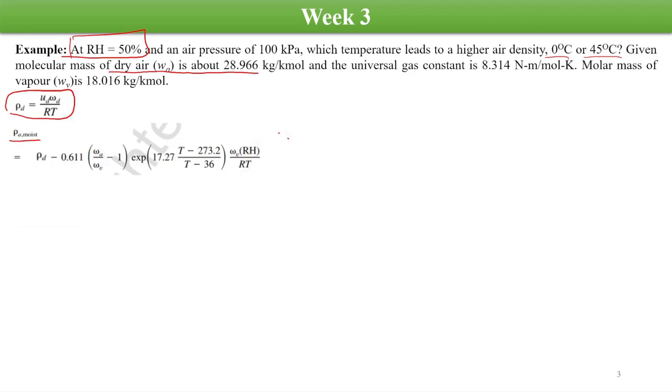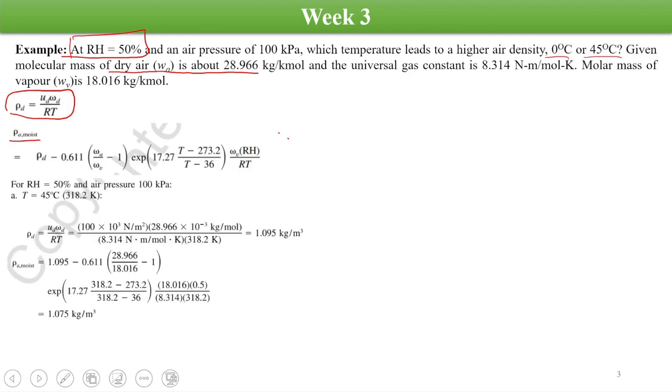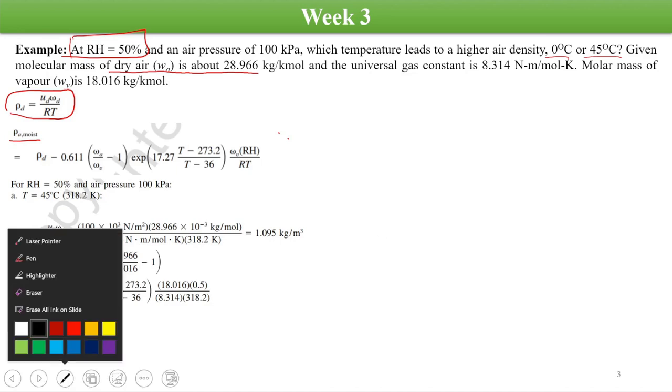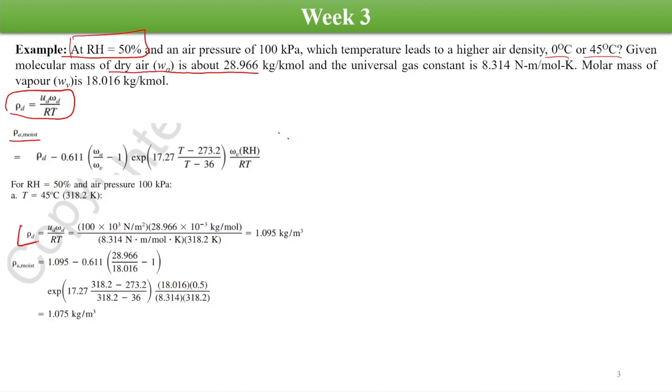solve this problem. To solve it, first we'll calculate the air density when it is dry. So in that case, we'll calculate rho d here. The formula of rho d as written here is p d W d upon R T. So we'll note down the values, all in the same unit.